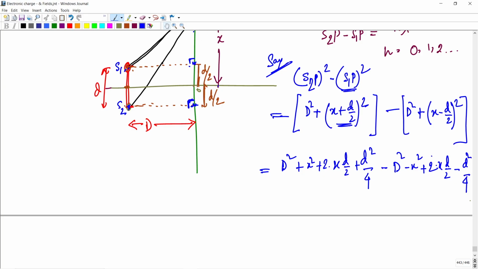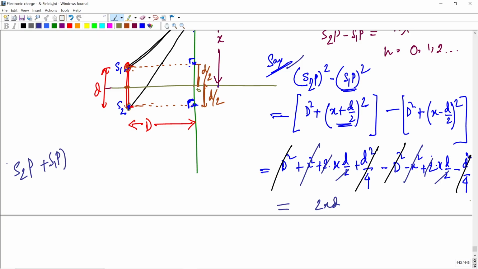Okay, now we cancel these d square by 4, D square, D square, and x square also. We get a final expression: the 2 cancels, twice xd. So here S2P square minus S1P square gives 2xd. Applying the a square minus b square formula, S2P plus S1P times S2P minus S1P is equal to twice xd.